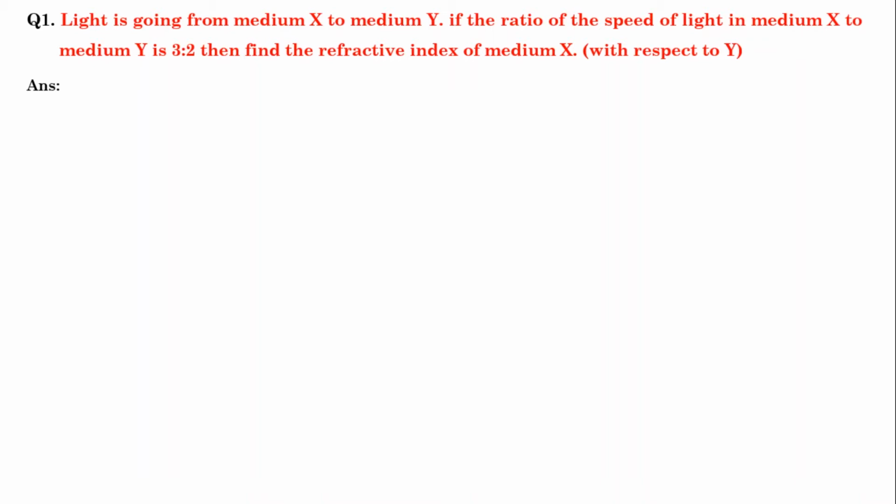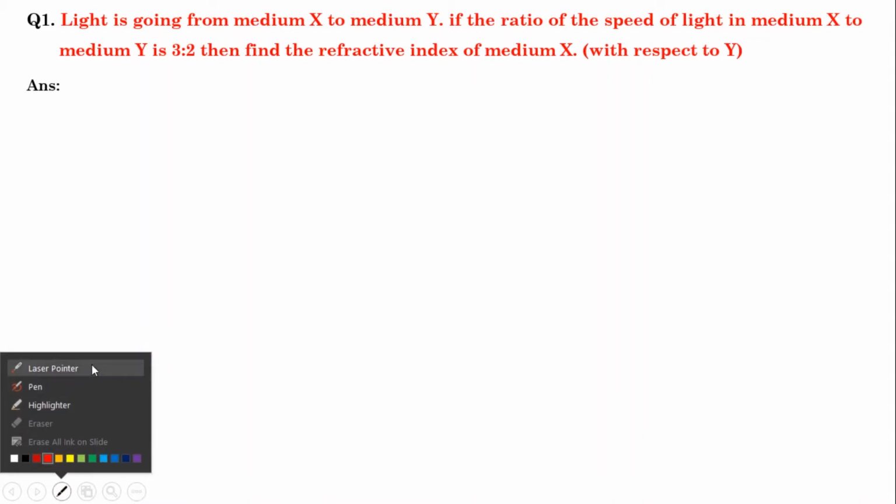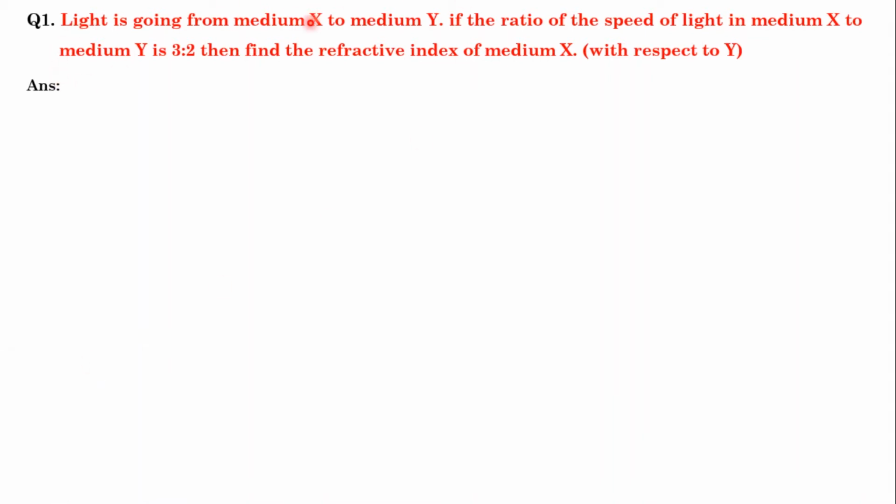So the first question was: light is going from medium x to medium y, and if the ratio of the speed of light in medium x to medium y is 3 by 2, or 3:2, then find the refractive index of medium x with respect to y. This I didn't write on that sheet.